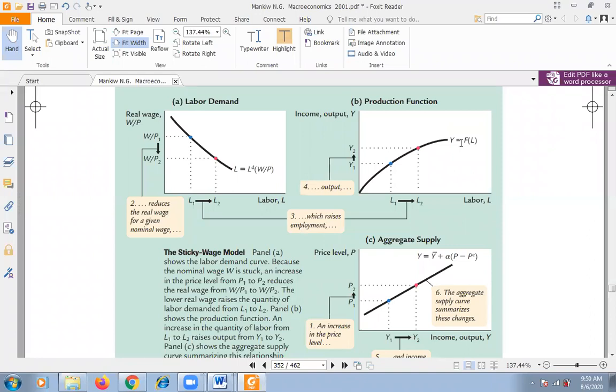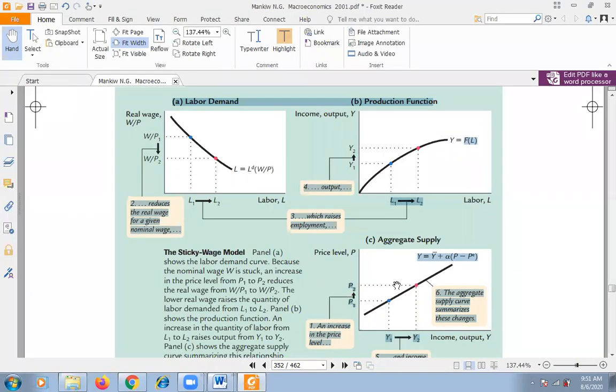Now we join 2 points. The first point, this one, a rise in price level, and the second point is over here, a rise in output. Good point.